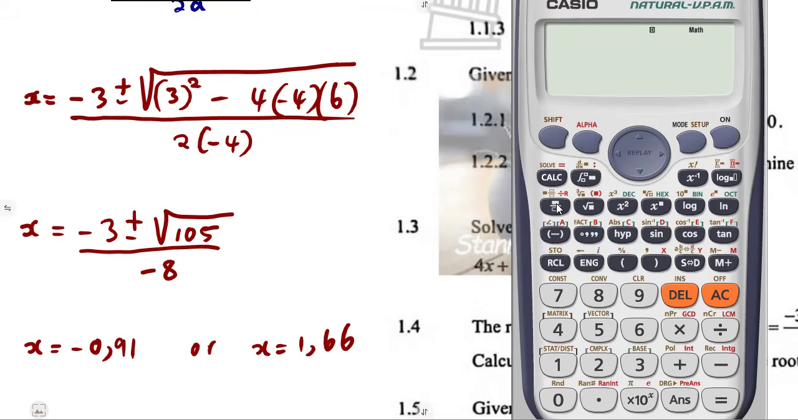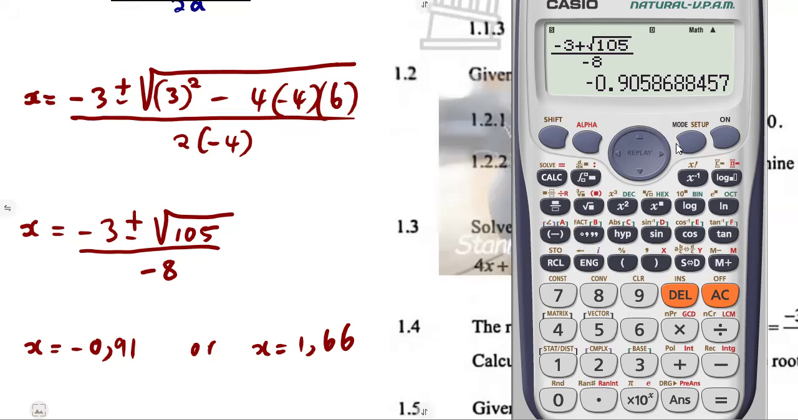All right, so this is what we have. Let me just have our calculator here. Sorry, we need minus 3 plus the square root of 105, everything over minus 8, like this. So you're going to have your answer negative 0.9058. Then you can even round off.